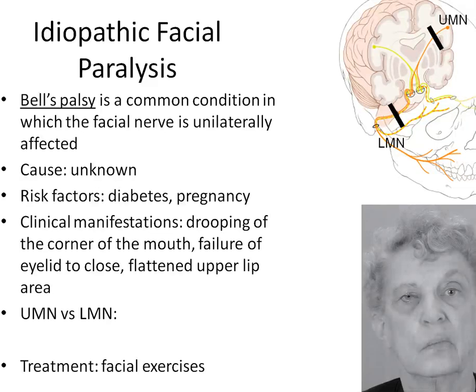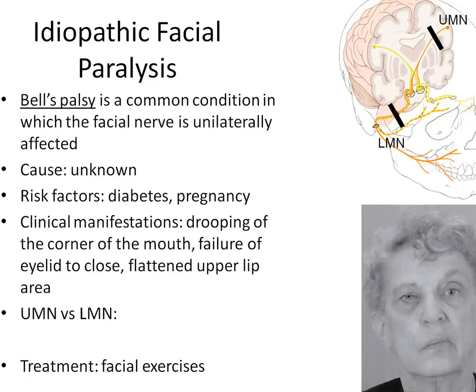So we're going to move on to idiopathic facial paralysis. This is often referred to as Bell's palsy. You may have heard of this before. This is a condition in which the facial nerve is affected unilaterally. So again, this is the facial nerve, and it is affected unilaterally. The cause of this is often unknown. However, they do suspect that it is a potential flare-up of a herpes simplex type 1 virus that becomes active.